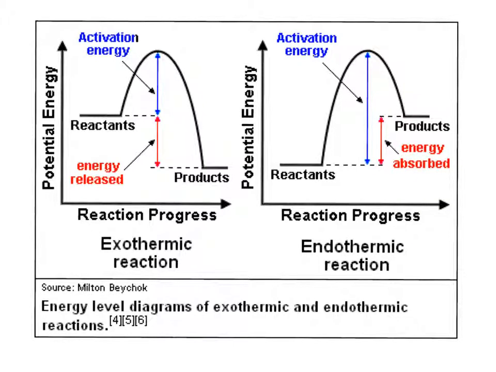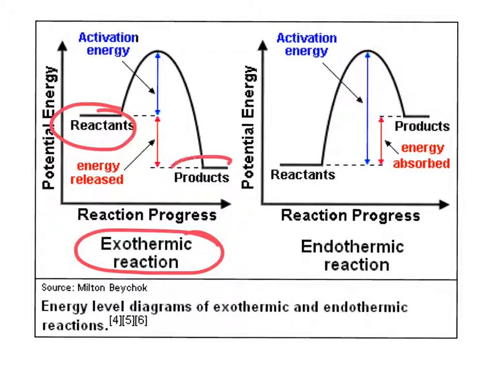These graphs are great representations of both exothermic and endothermic reactions. They show the graph of potential energy versus the reaction progress. If you look at the exothermic reaction on the left, you can see that the reactants start with more energy than the products. So if the products have less energy than reactants, then energy must be given off. The amount of energy given off is equal to the reactants minus the products.